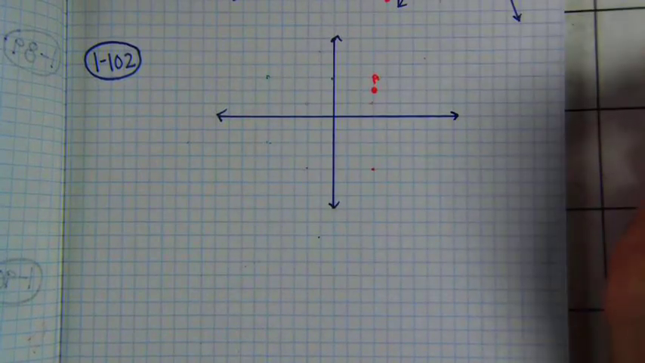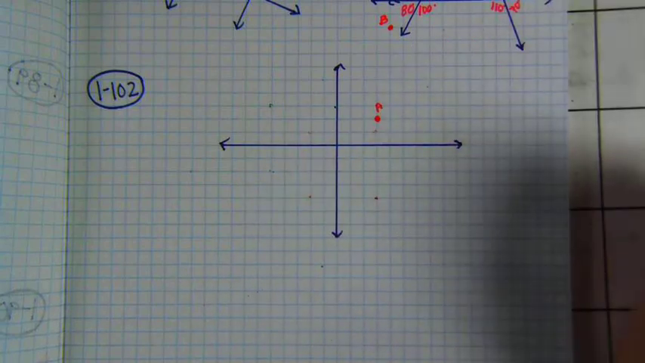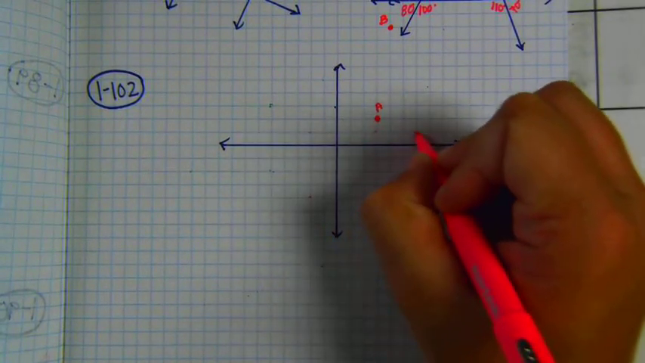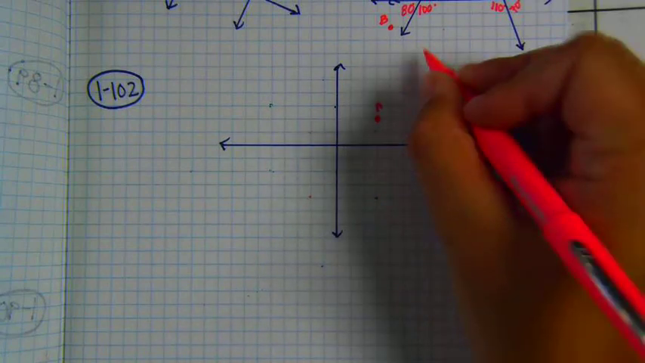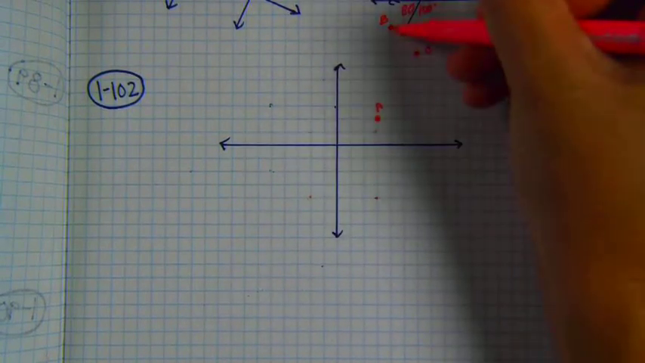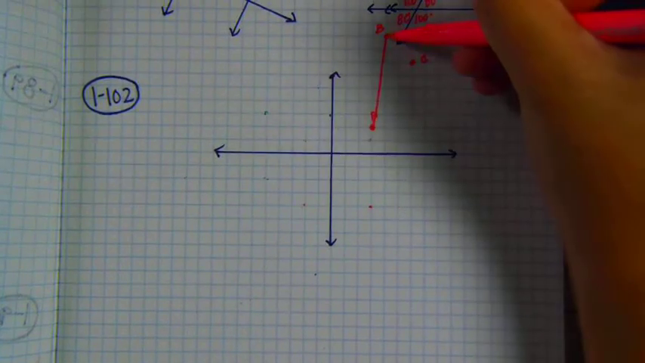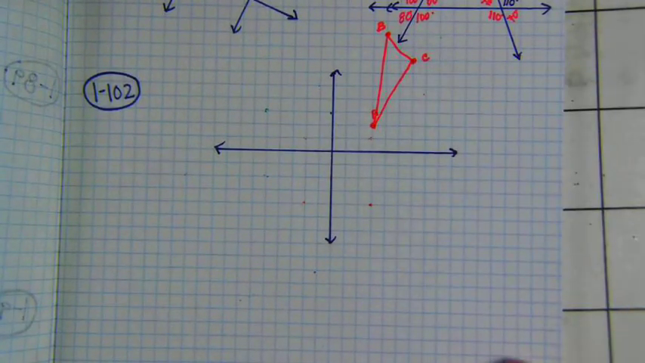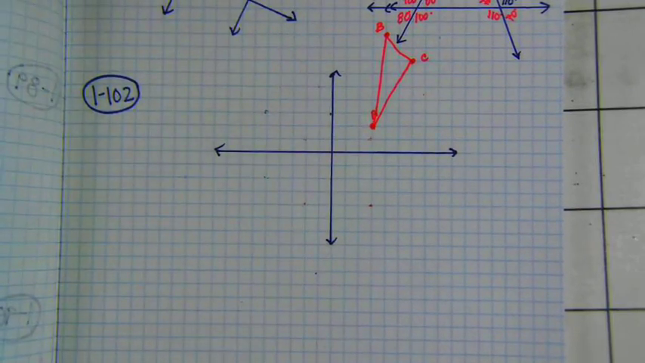B. Can't really see it. There we go. And then 6, 7. 1, 2, 3, 4, 5, 6. 1, 2, 3, 4, 5, 6, 7. There's C. I'm going to connect those to make the triangle. Okay. Now it says, which triangle below is the image of triangle ABC, rotated 90 degrees counterclockwise about the origin?